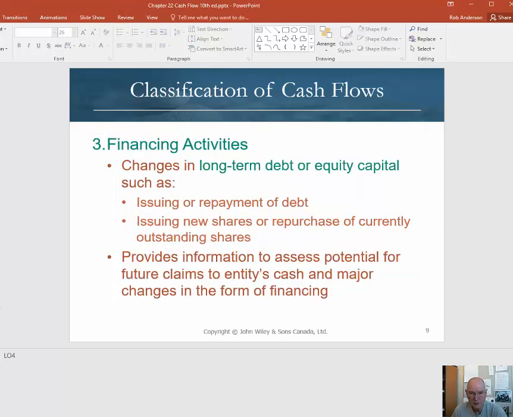And then, of course, financing activities. Now, some examples: issuing or paying debt. So if you issue bonds, you've increased your long-term liabilities, but you've certainly increased your cash. So cash inflow from issuing debt, cash outflow if you repay debt. Same idea with shares.